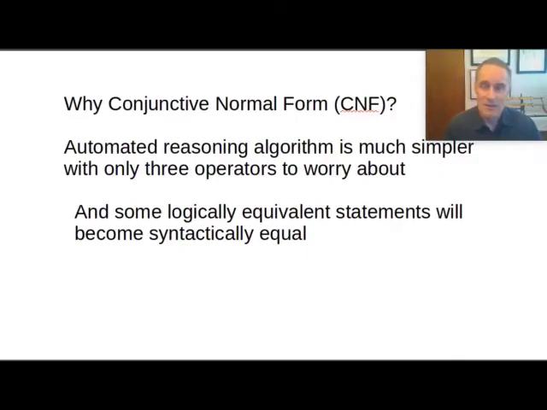So it also has this additional benefit that by removing some of these extra operators and changing a statement into a different logically equivalent form, a lot of the time you get the benefit that things that are stated in different ways turn out to be syntactically equal as well as originally logically equal. So it's a form of canonicalization or normalization, that same sense of the word that you get in other disciplines of computer science and mathematics.